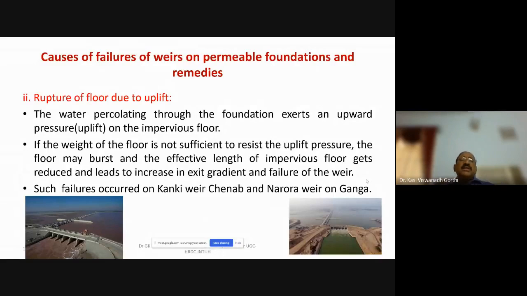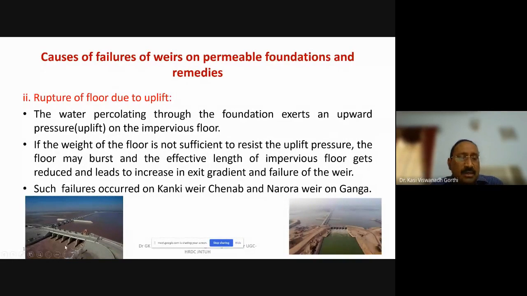When it is moving from the upstream to the downstream portion, it will exert an upward pressure, and this pressure is called the uplift pressure. If the weight of the floor is not sufficient to resist this uplift pressure, the floor may burst and the effective length of the impervious floor gets reduced, which leads to an increase in the exit gradient, and failure of the weir takes place. Such failures occurred in Chenab weir, and also on Narora weir on the river Ganga. So rupture will occur for the floor due to uplift.